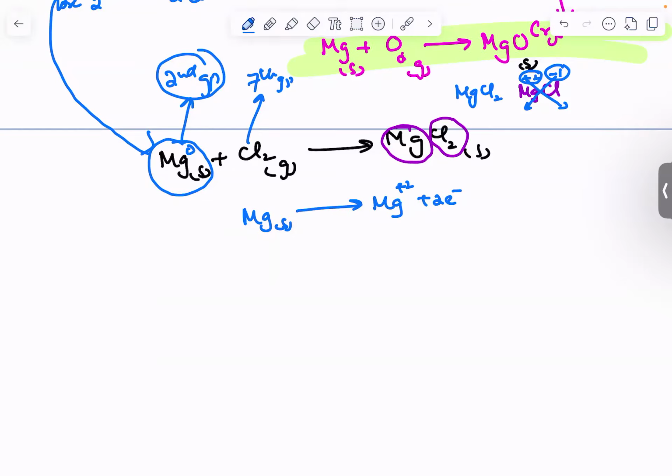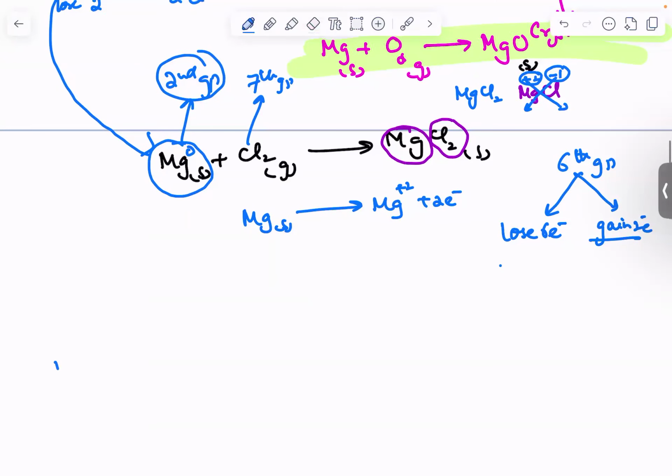There are two options. Either it will lose six electrons or it will gain two electrons. Which is easier? Gaining two electrons. If you want to lose six electrons, there must be some species willing to take up six electrons. Nobody will take six electrons. One is manageable, two is manageable, sometimes three is manageable. That's it, not more than that. I hope you are getting it.